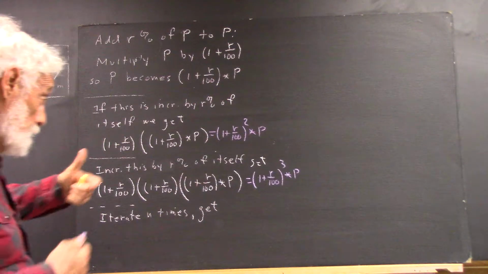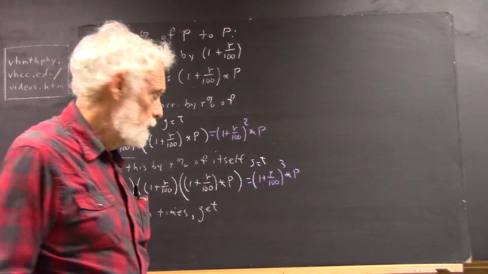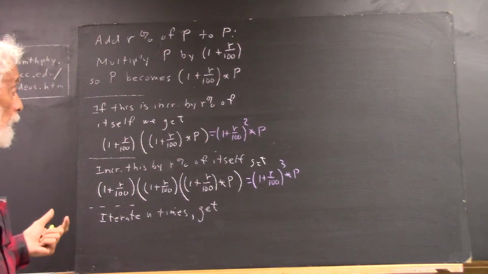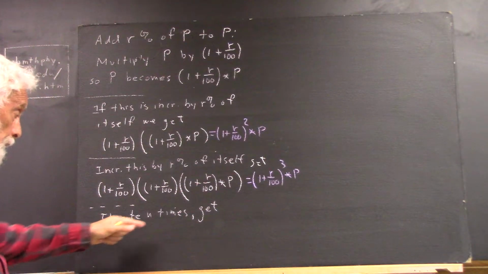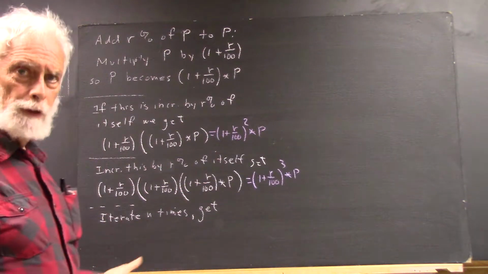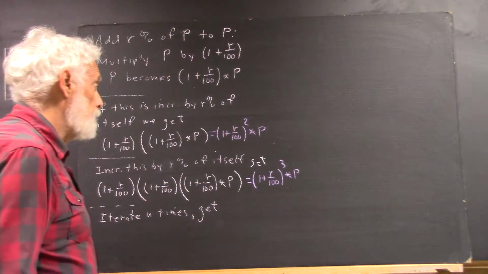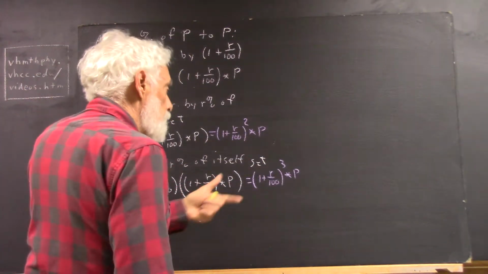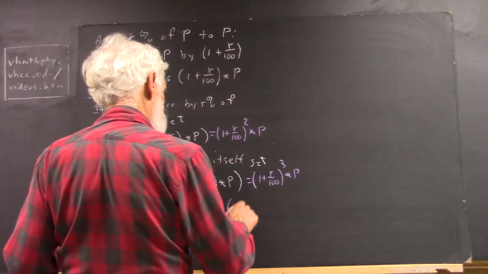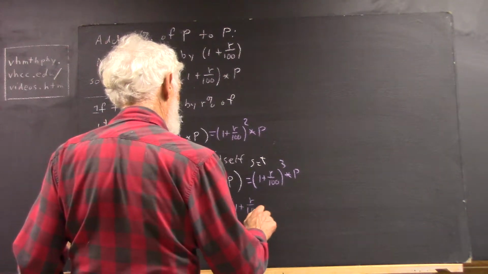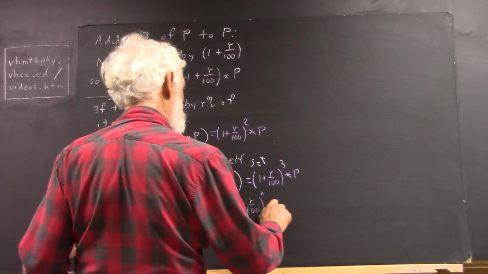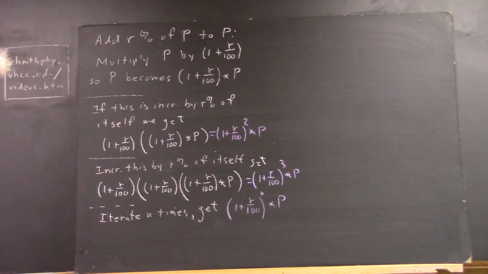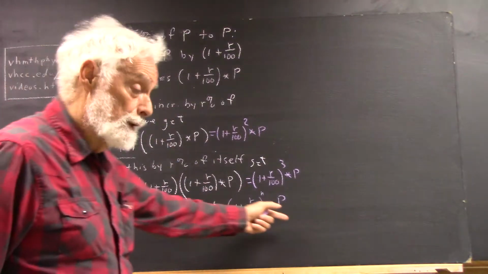So now, we're not going to do an inductive proof. I'd kind of hoped to get to that, but too many distractions and so forth. If we iterate this n times, it's fairly obvious what we're going to get. Every time we iterate it, we add another power. If this is what we get when we iterate it 3 times, then if we iterate it n times, we get 1 plus r over 100 to the n times p. Okay? That's the bottom line. That's what happens.